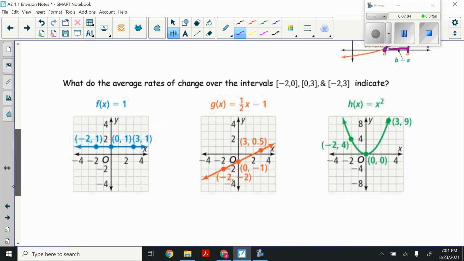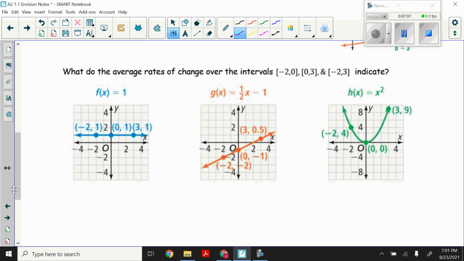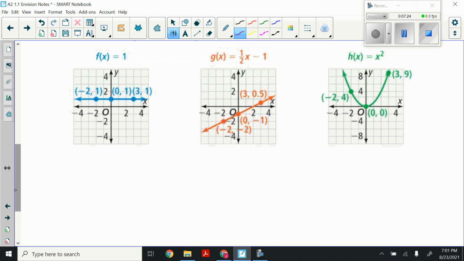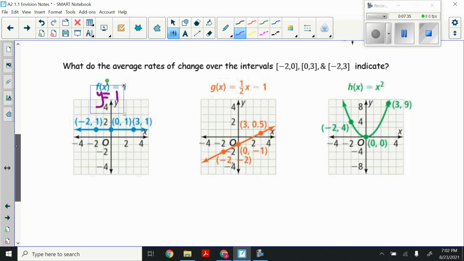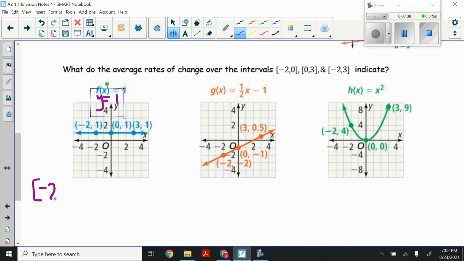All right, so down here, what do the average rates of change over the intervals -2 to 0, 0 to 3, and -2 to 3 indicate? Okay, so we're going to start with this first one. We have 3 different problems for each of these. So this first one, they tell me that the function is f of x equals 1. This is the same thing as saying y equals 1. This is the horizontal line, y equals 1. So first, we're going to do the interval from -2 to 0. And remember, intervals, these are x values that they give to me, okay?